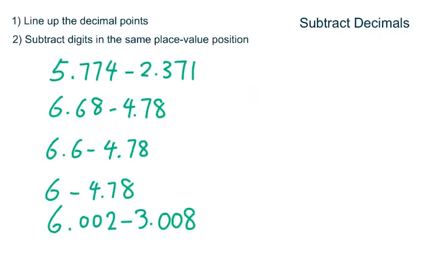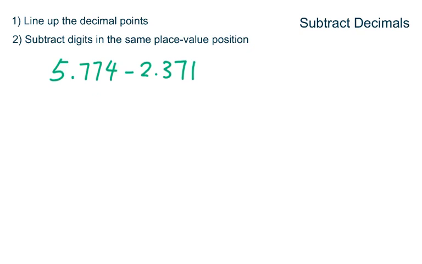I will be going over these problems throughout the video, and I will also have a quick review of subtracting whole numbers so you get the idea of how to subtract decimal numbers. So the first problem is to subtract 5.774 by 2.371. We're going to follow the first rule by lining up the decimal points of the two numbers.